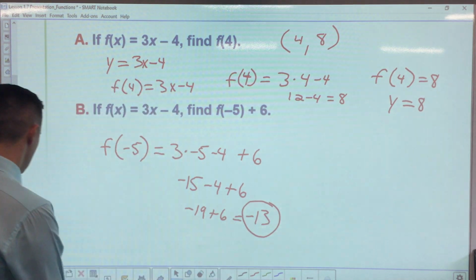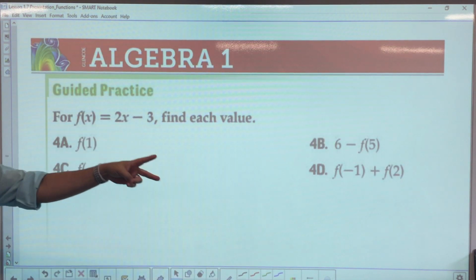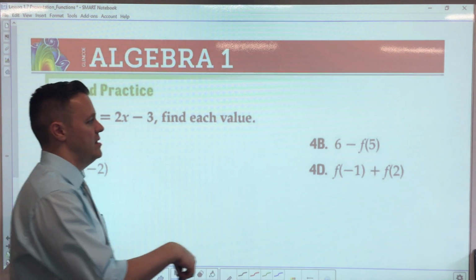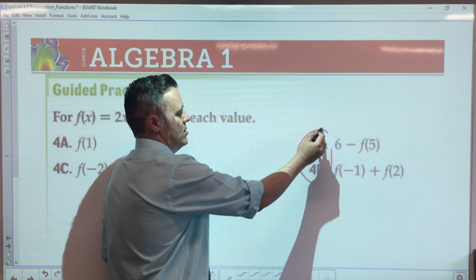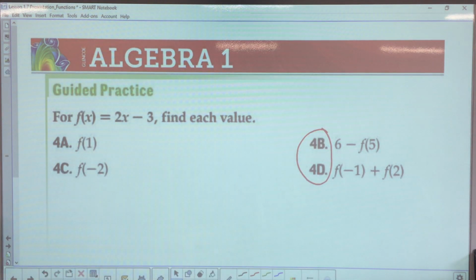If you have any questions on that, please let me know and we can talk about it in class. What I want you to do now on your own is look at the guided practice. I want you to do 2 of these, please. I would prefer you try these 2 right here. Try to see if you can do those on your own, and then we'll cover them right now in class.